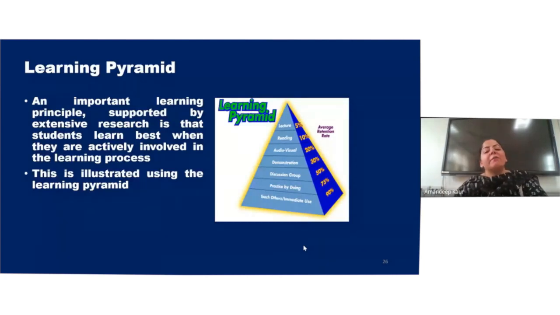Let's take an example of a learning outcome defined. So if the learning outcome is defined, from the methods given, what method as per your opinion is more suitable? Is it lecture, reading, audiovisual, demonstration, discussion group? What method is more suitable for defining? Yes, any member?